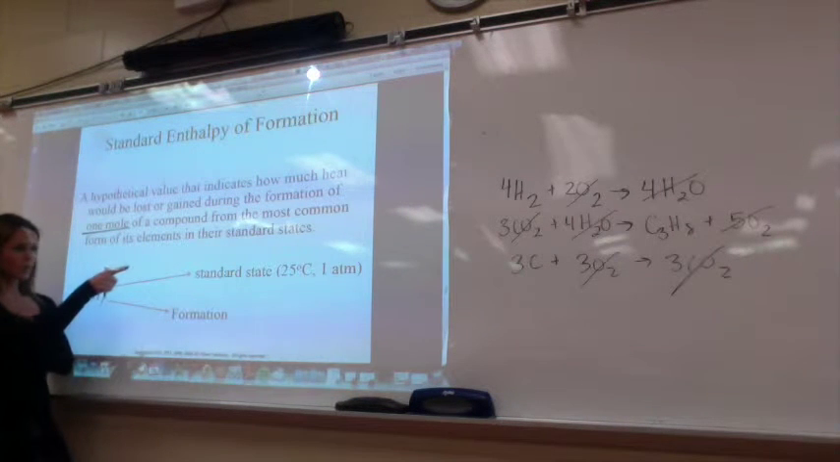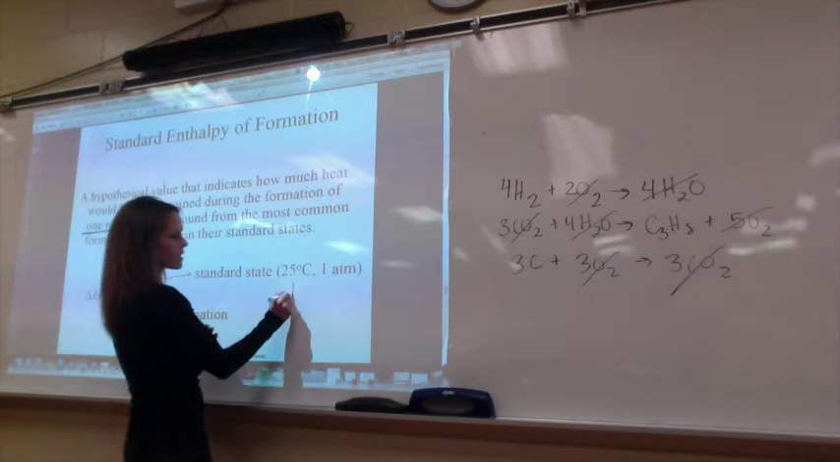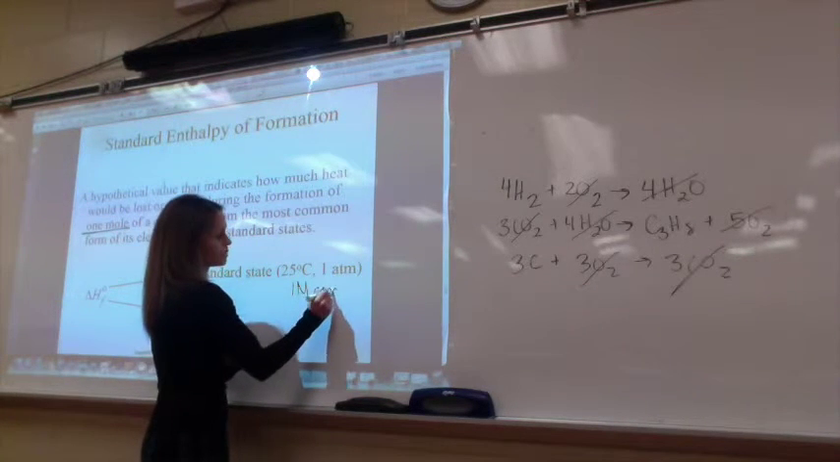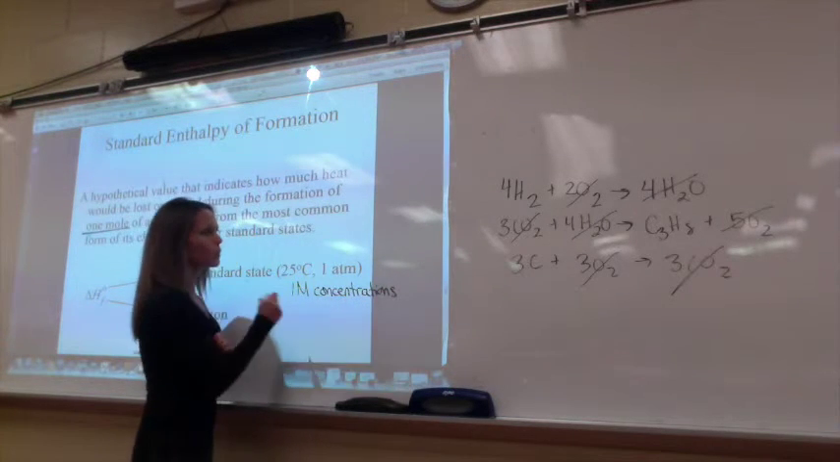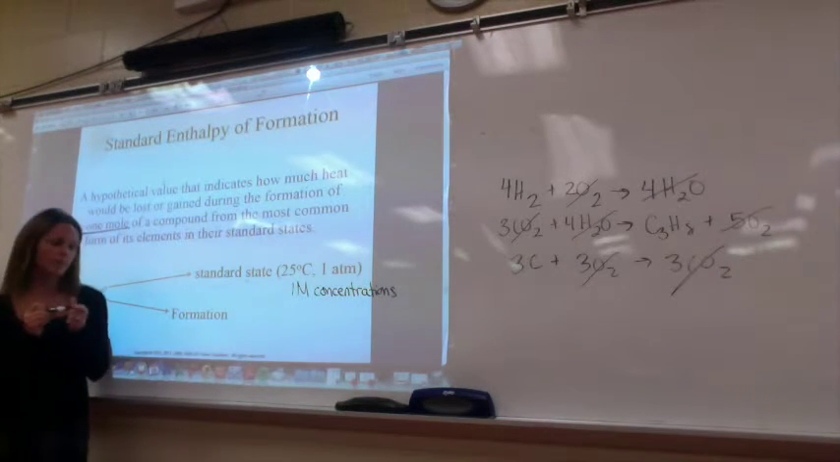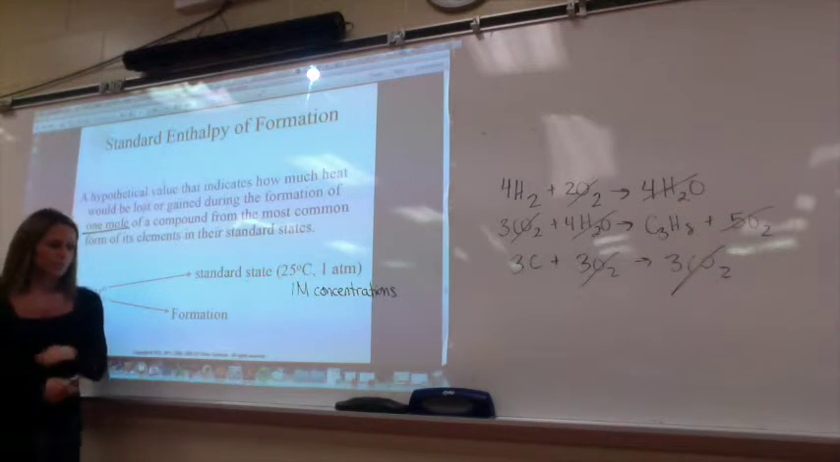So it's 25 degrees C and 1 atmosphere for standard state, and one more thing is that it's 1 molar concentrations. We don't need that for this unit, but we will use standard state for other things this year. And I just want to make sure that you understand that it's 1 molar concentrations.